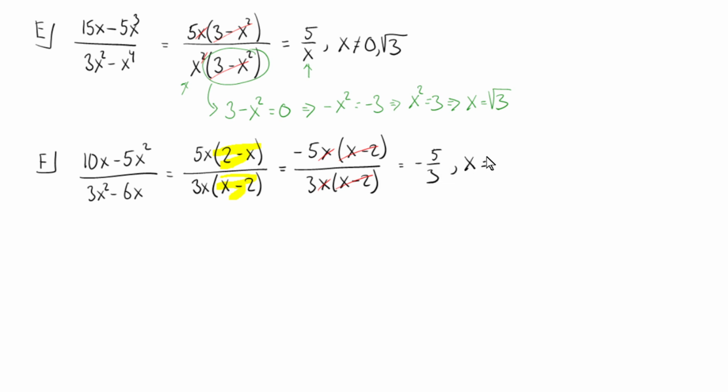And then we have some restrictions. There are no restrictions on the final answer. If we look over here, well, x cannot equal 0, so that's going to be one restriction. And then we have x minus 2, so in this scenario here, x cannot equal positive 2. Okay, and there are no further restrictions.